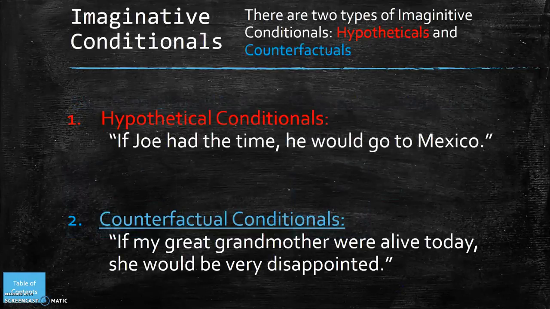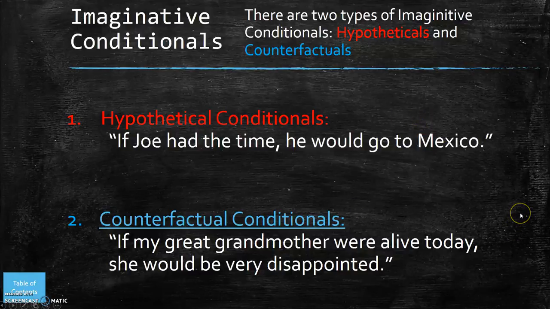Third type of conditional relationship being imaginative conditionals. And there are two types of imaginative conditionals: hypotheticals and counterfactuals. Here's your first example of hypothetical conditional. If Joe had the time, he would go to Mexico. Okay, so this is a hypothetical situation in that Joe doesn't have the time, but if he did, he would go to Mexico. And this isn't to be confused with future conditional sentences.